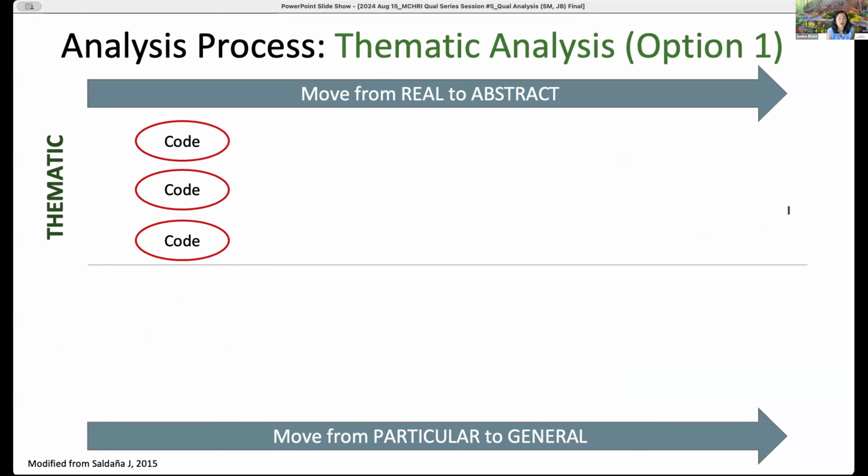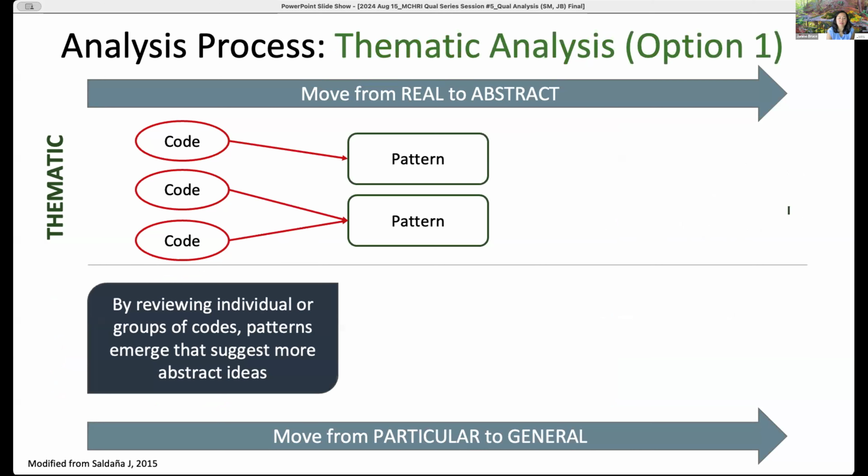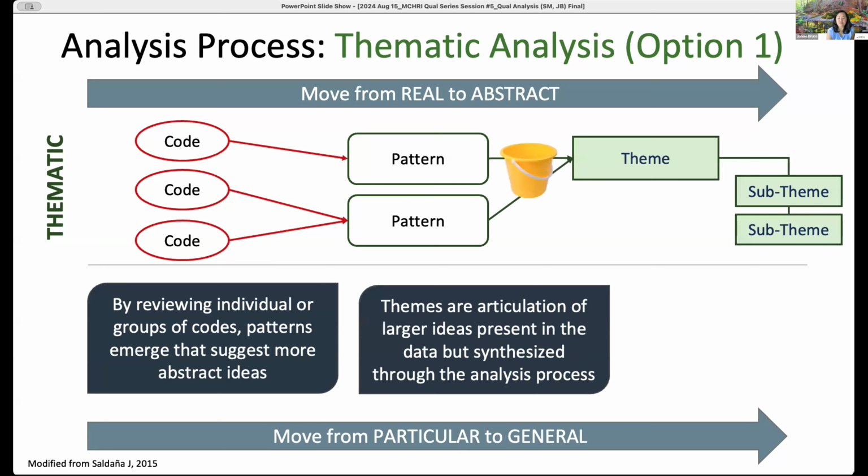Now, going back to the process that Sylvia was talking about with theme analysis, once you have these codes, you're going to start to very naturally see some patterns emerge. By reviewing individual codes or groups of codes, you're going to see patterns that indicate some more abstract or more specific ideas emerging. And from there, you're going to pull particular codes, and that's where you get to start doing the theme analysis.